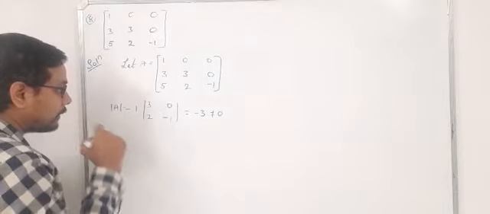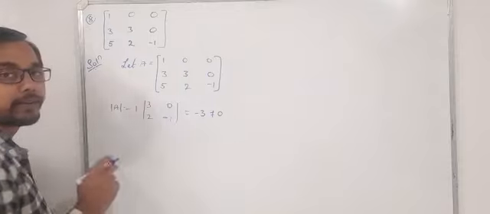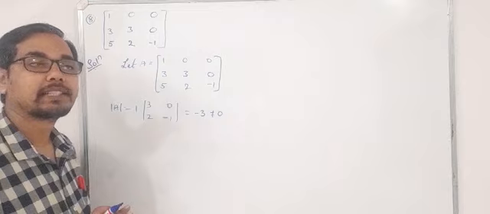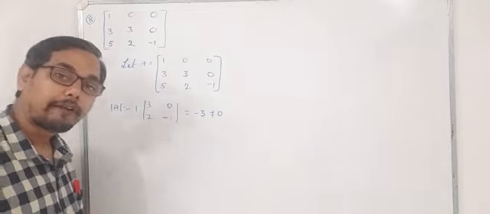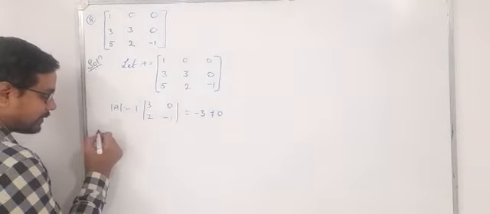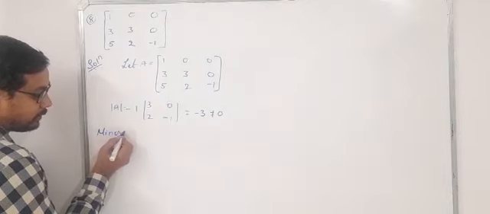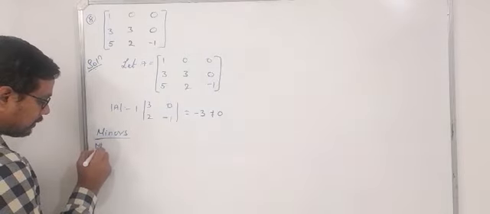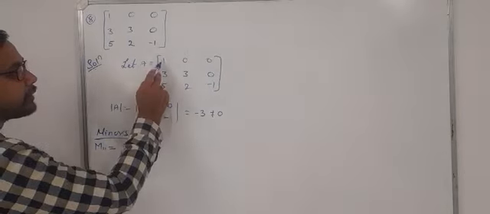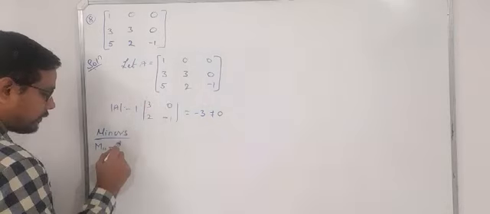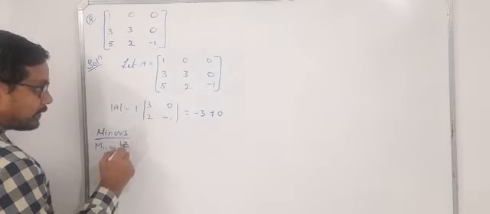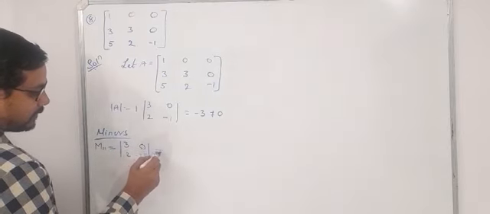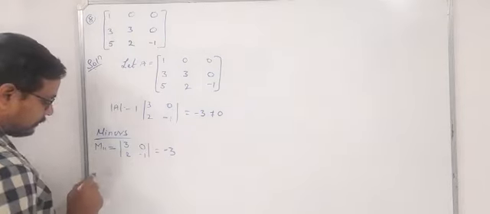Now the first step in finding the inverse is we need to find the adjoint of A. We will be able to find the adjoint of A once we are able to calculate its minors and cofactors. So let's find out the minors. First one, M11, the minor of A11. Leaving this row and this column, what will be left? Put it in a determinant: 3 0, 2 minus 1. So this is minus 3.